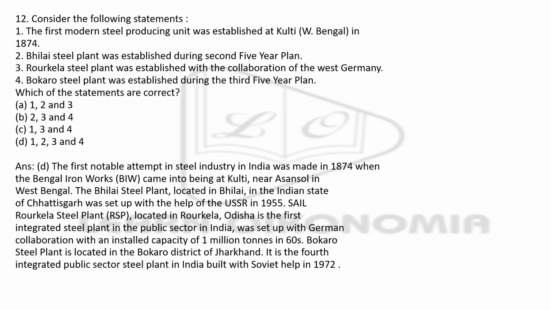Okay. In 1874, actually, the Bengal Iron Works came into being at Kulti in West Bengal. Then came the Bhilai Steel Plant of Chhattisgarh, which was set up by India with the help of USSR in 1955. Then came the Rourkela Steel Plant in Orissa; this was with German assistance or collaboration that we installed it. Then came Bokaro in 1972. India could build this plant with the help of the Soviet Union.